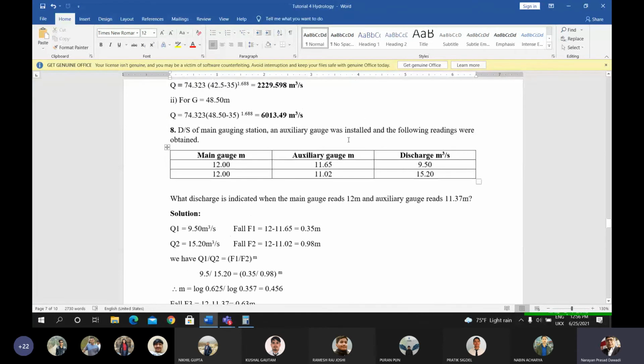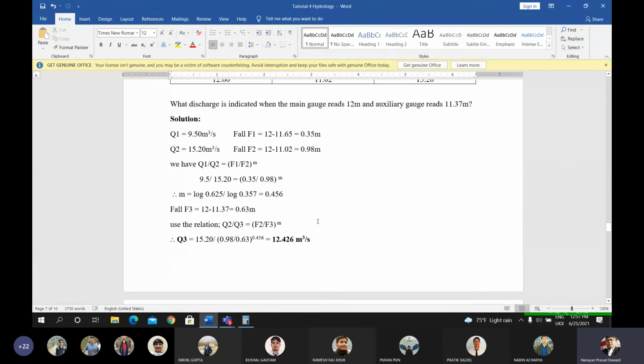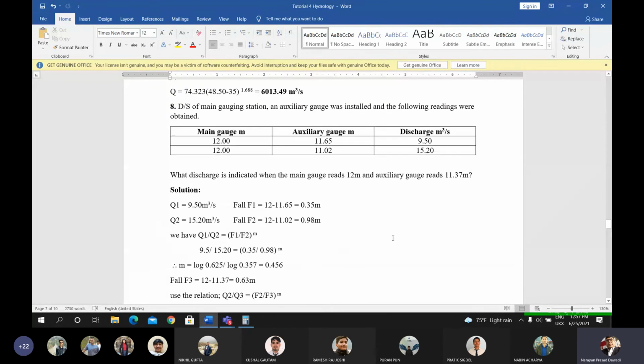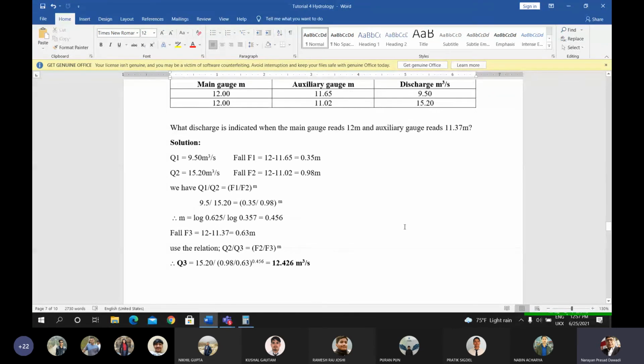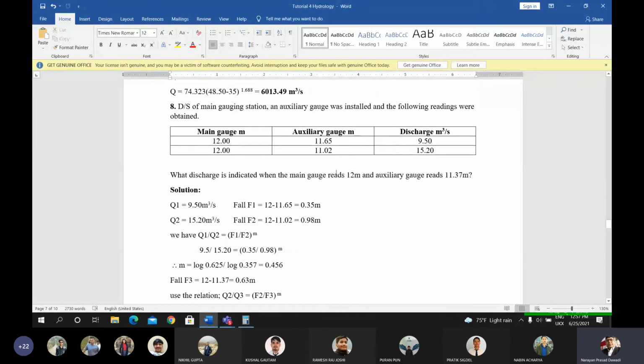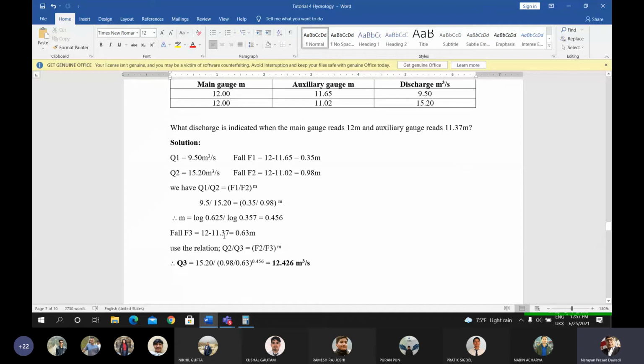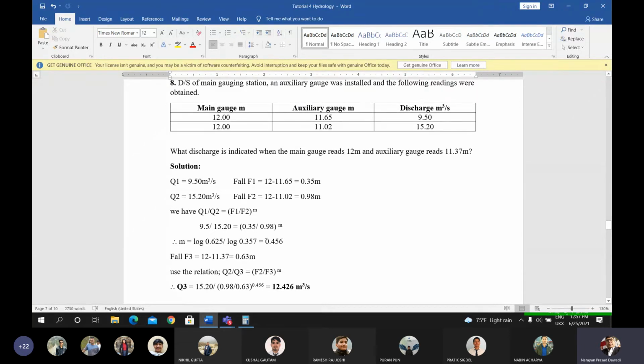For the first and second, the relation between the discharge of first and second, we have the fall of F1 and F2 power m. Similarly, for the second and third discharge, Q2 by Q3 must be equal to F2 by F3 power m. That relation is used here. Now for the fall of 3, that means 12 minus 11.37, F3 value will be 12 minus 11.37. You will get the value of 0.63 meter.